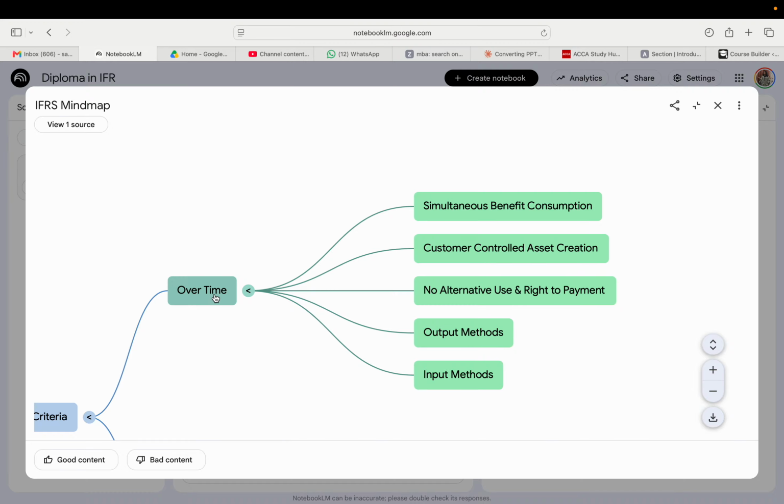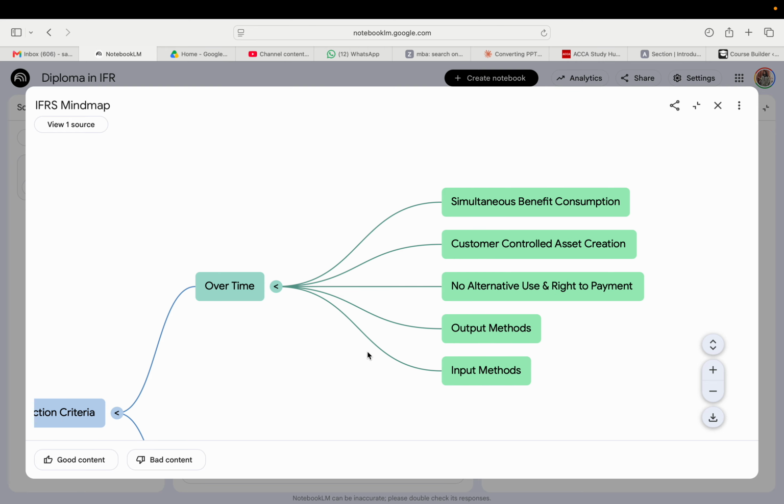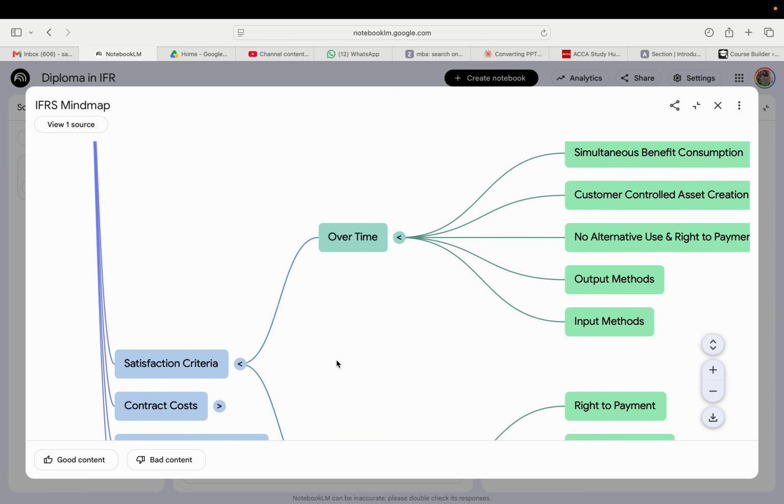To recognize revenue over time, there are two methods: the output method, based on your result, and the input method, based on the cost that you have incurred. So we have questions for this too, output and input. You will see in my lecture 3.